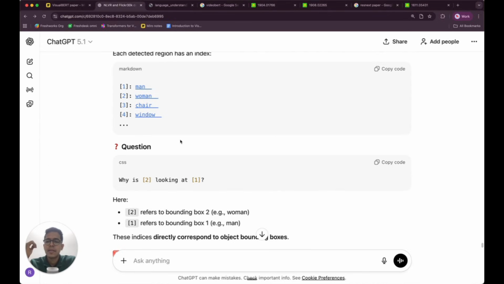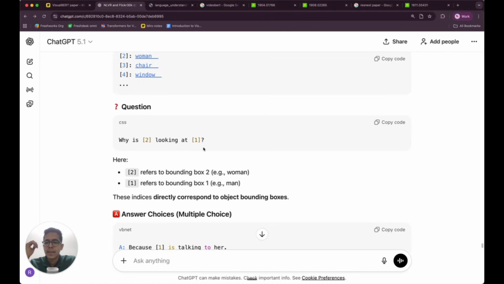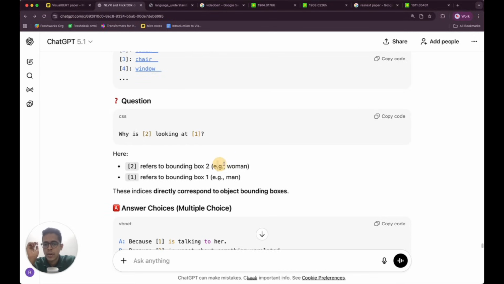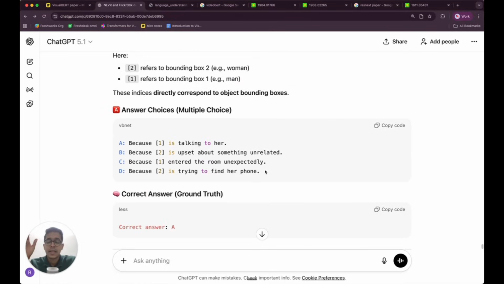Why is 2 looking at 1 means we know that 2 is woman and 1 is man. So the question is, why is the woman looking at the man? Here 2 refers to bounding box number 2, which is the woman, and 1 refers to bounding box number 1, which is the man. Now I understand it better.